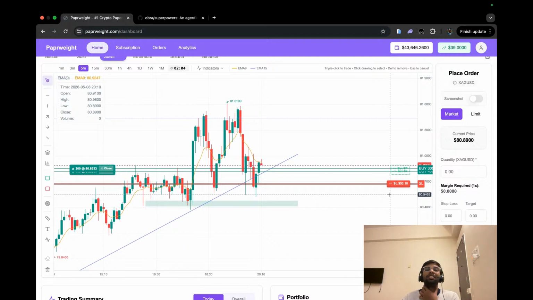Oh, silver is just facing rejection from this area, guys. So there is a buyers' presence at this area. They don't want silver to go in the up direction. Why do you want this, Mr. Buyers?